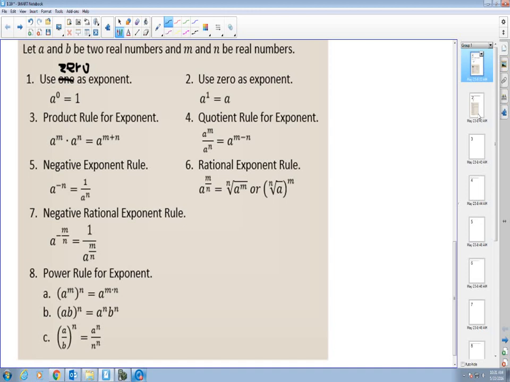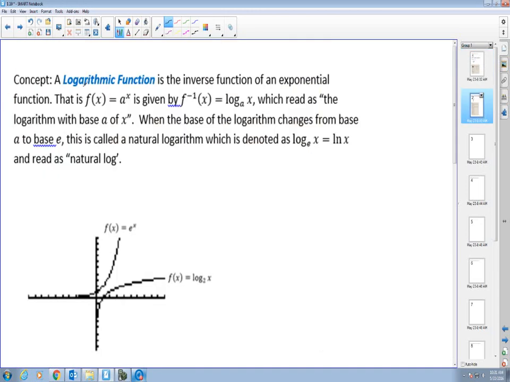Now, the inverse function, what is so-called the logarithmic function or log function, is the inverse function of an exponential. So that is to say that if I have an exponential function a to the x power, then its inverse, okay, will be log with the base a of x. That's how we read it.